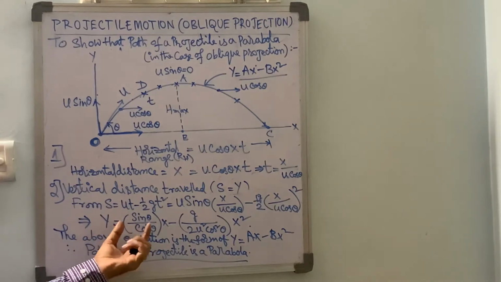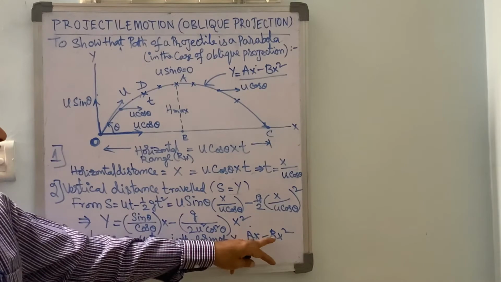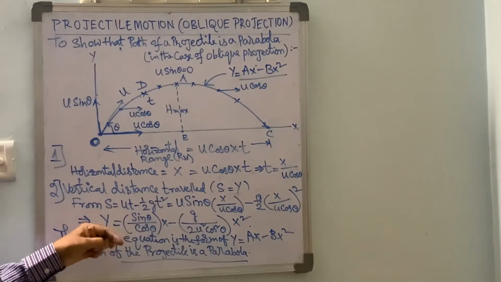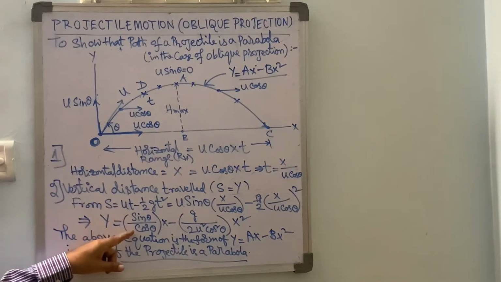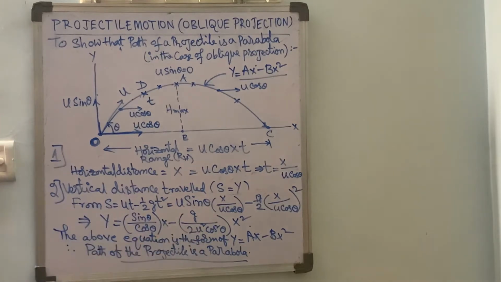So this equation is in the form of y equal to ax minus bx square, where a and b are constants, and the a value is equal to sin theta by cos theta, or tan theta, and the b value is equal to g by 2u square cos square theta. So the above equation represents a parabolic equation. Therefore, we can say that the path of the projectile is a parabola in the case of oblique projection. Now we derive the expression for maximum height reached by the body.